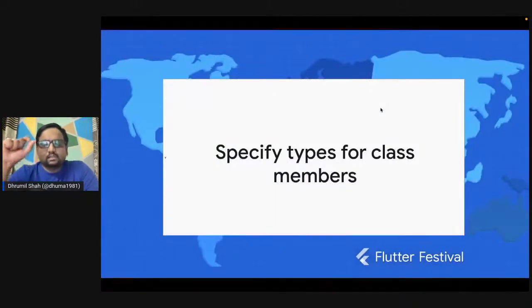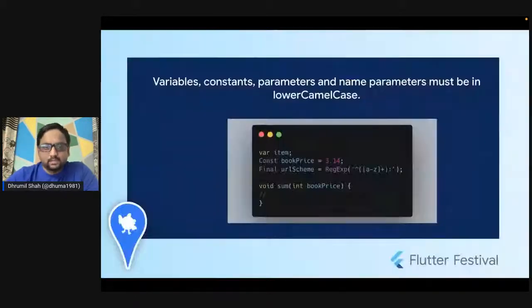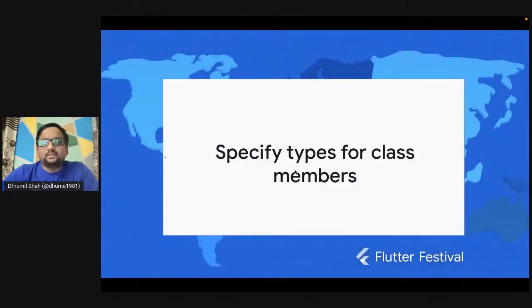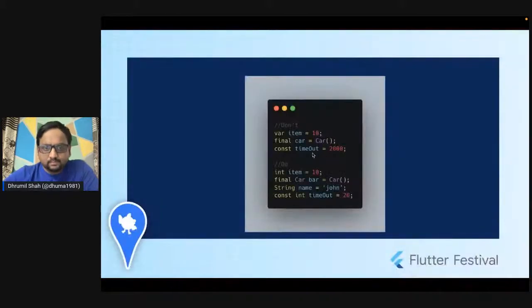Let's specify. Also, there is a new tip which is called specify types for class members. Here we can see that we have said var item, const book price, final URL string. We are not defining any type for these variables. So the tip says that always specify the type for the class members like this. Don't do this: var item, final car, const timeout.